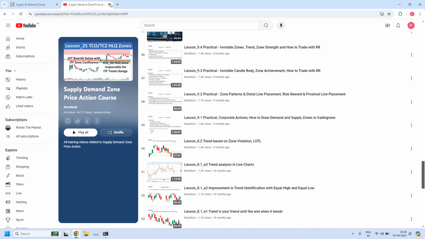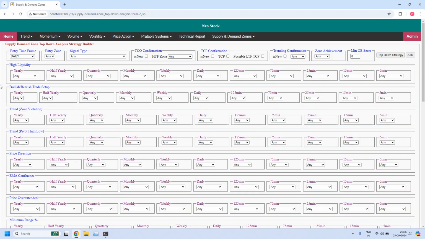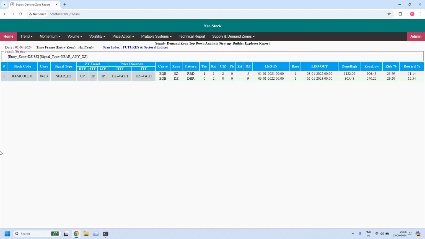Now let's get into the report generation. First, we will identify the stocks near demand and supply zones starting from half-yearly time frame. Let's find the stocks near half-yearly demand zone. One stock is filtered.